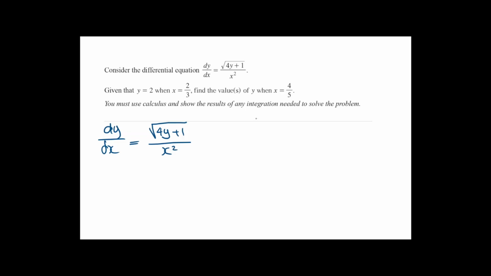We want all of our y's and the dy's on one side, and all the x's on the other side. I'm going to be able to cross multiply, so I'm going to be able to cross those over. So I'm going to be left with dy over the square root of 4y plus 1 equal to dx over x squared. Just cross them over.